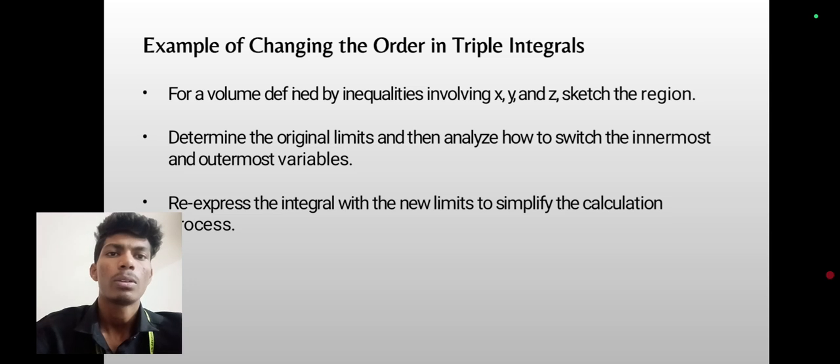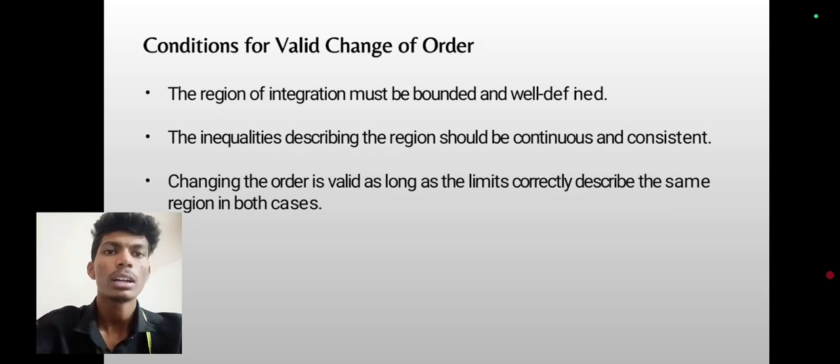And example of changing the order in triple integrals. For a volume defined by inequalities involving x, y, and z, sketch the region. Determine the original limits and then analyze how to switch the innermost and outermost variables. Re-express the integral with the new limits to specify the calculation process.